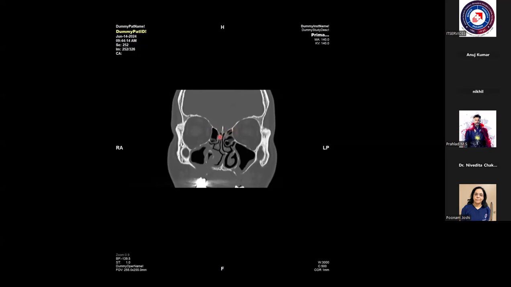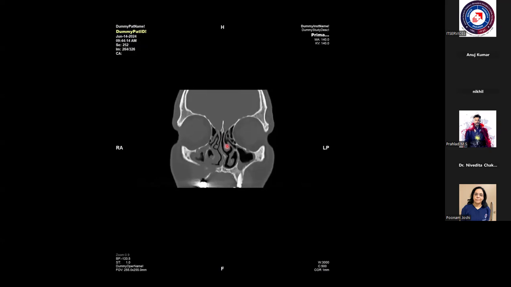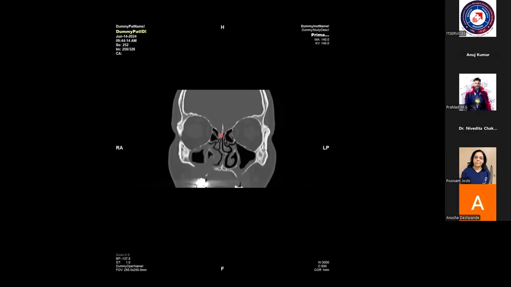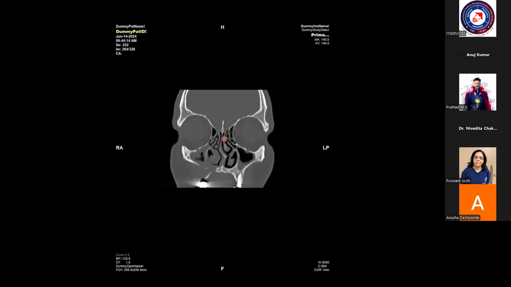So we have the cribriform plate. I'll see if I can get a better view. Yeah, so you can see this is the cribriform plate, the horizontally located. The upsloping part is the lateral lamella of the ethmoid plate, and this is the fovea ethmoidalis. This is the crista galli to which the falx cerebri is attached.